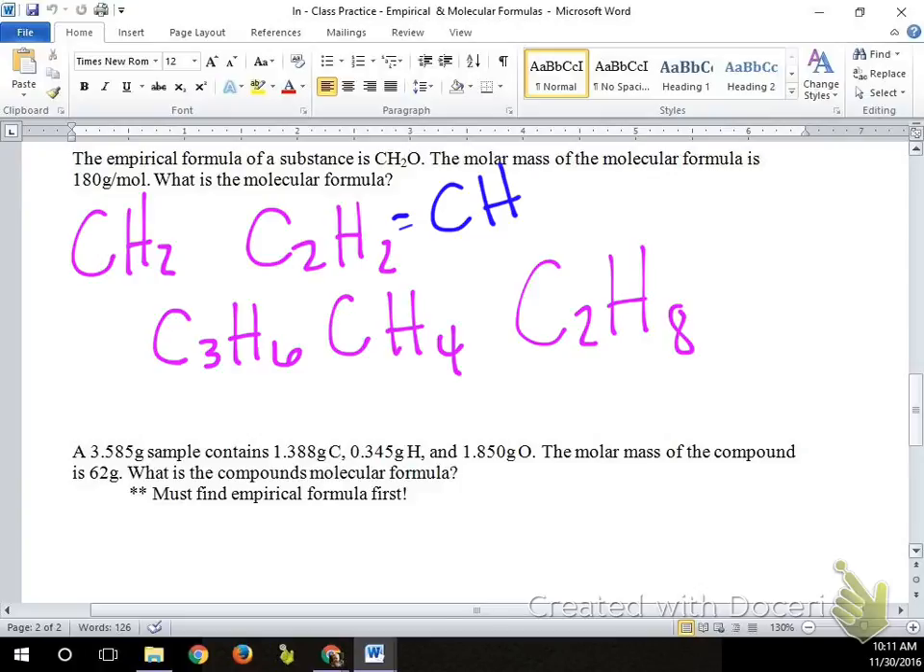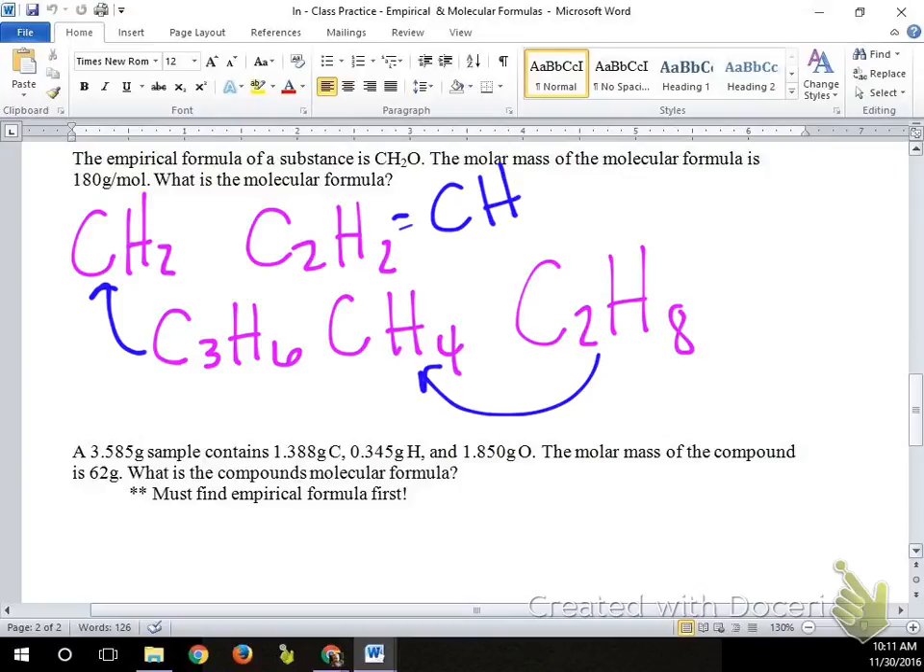All right, what about this compound? Empirical or molecular? Molecular. So what would the empirical formula here be? CH2. Okay. This one, empirical or molecular? Empirical. And this one, empirical or molecular? Molecular. And what would the empirical formula be? CH4. Okay.